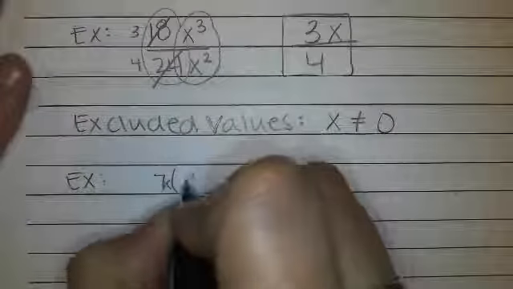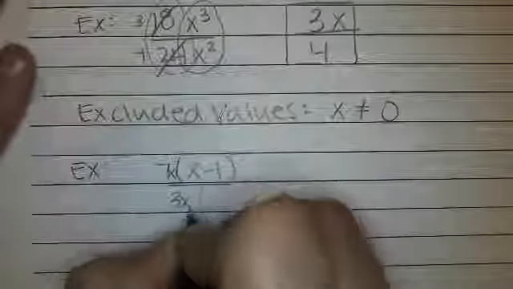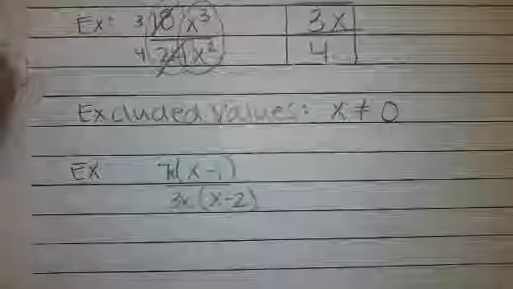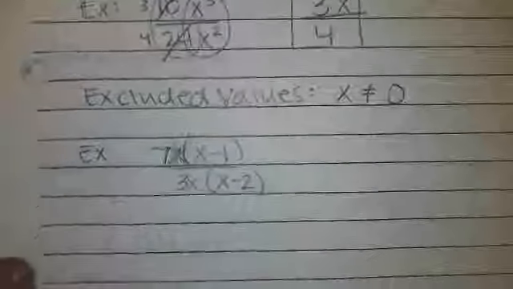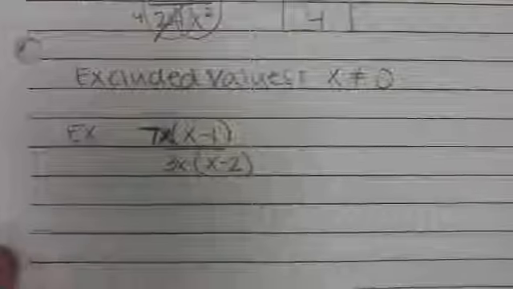Okay. Here's the next example. We're going to say that we have 7x times x minus 1 over 3x times x minus 2. I thought that would fix it, but it really didn't. Is that better? Oh, there we go. That's better. 7x times x minus 1, over 3x times x minus 2.